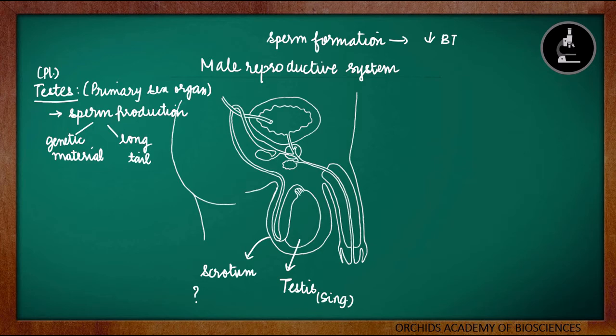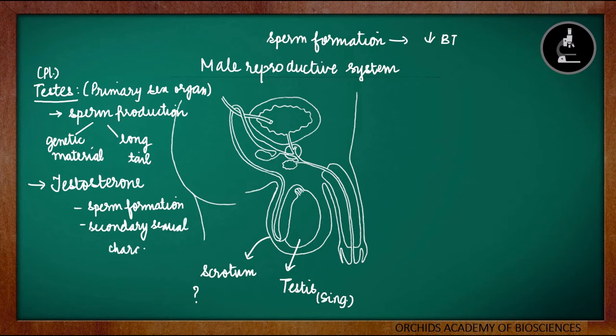This testis is not only responsible for sperm production but also for the production of the hormone testosterone. And testosterone has very important functions and is responsible for sperm formation as well as for the various secondary sexual characters which we can see in case of males. So the secondary sexual characters in males are because of this hormone testosterone, and this testosterone is also produced by the testis. So this is about the testis and its function.